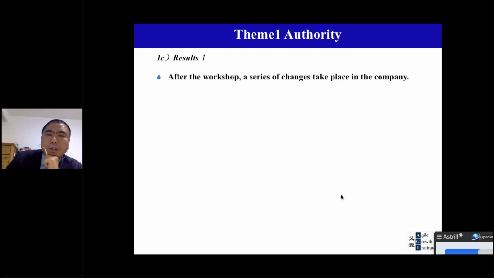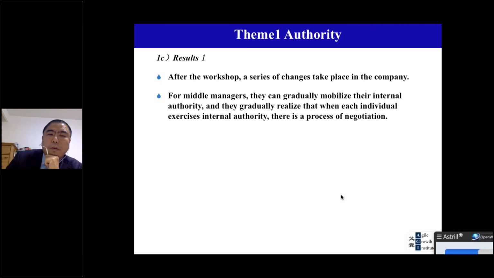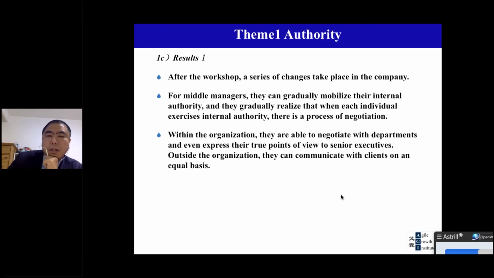So the company has some results after the workshop. After the workshop, a series of changes take place in the company. For middle managers, they can gradually mobilize their internal authority, and they gradually realize that when each individual exercises internal authority, there is a process of negotiation. Within the organization, they are able to negotiate with departments and even express their true point of view to senior executives. Outside the organization, they can communicate with clients on an equal basis.